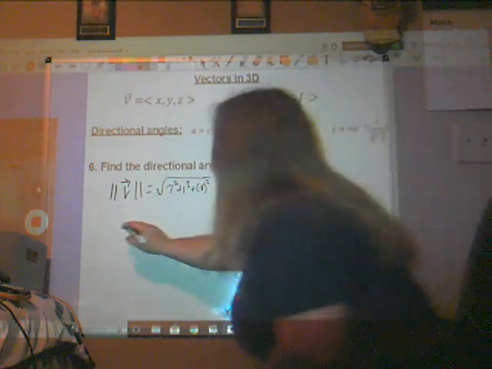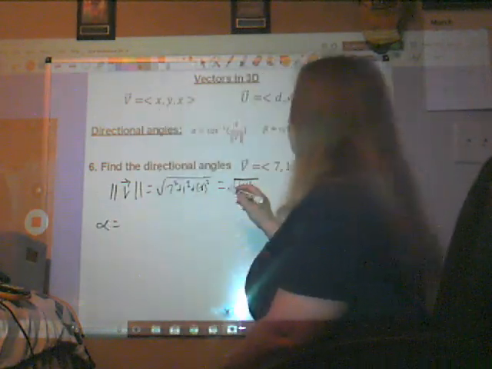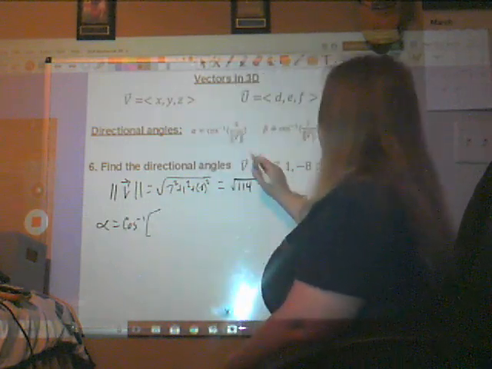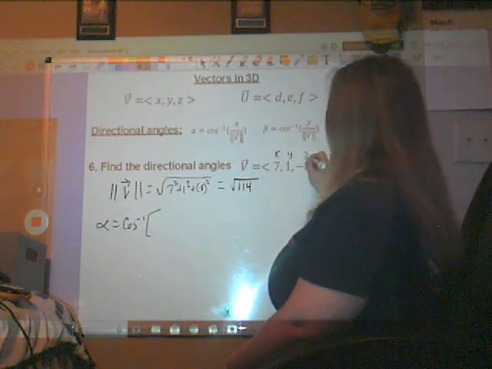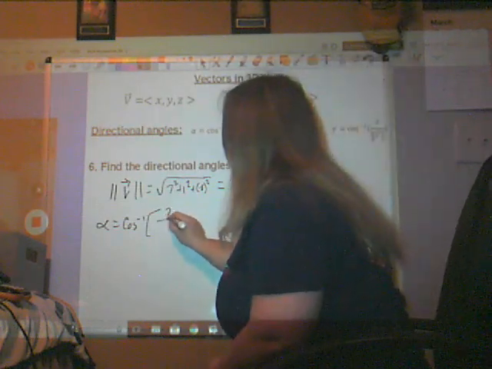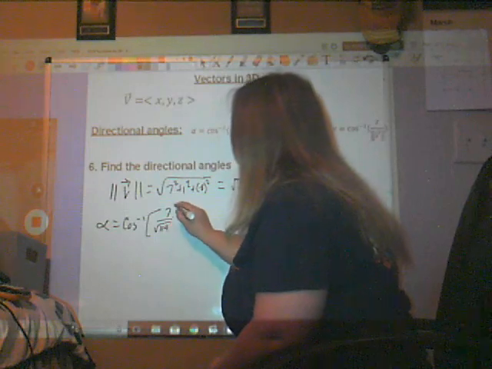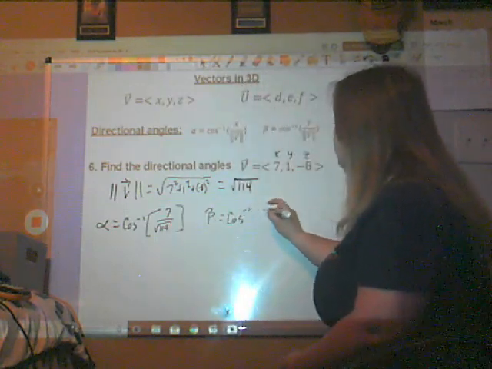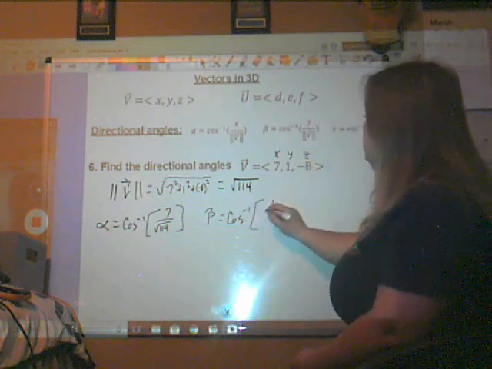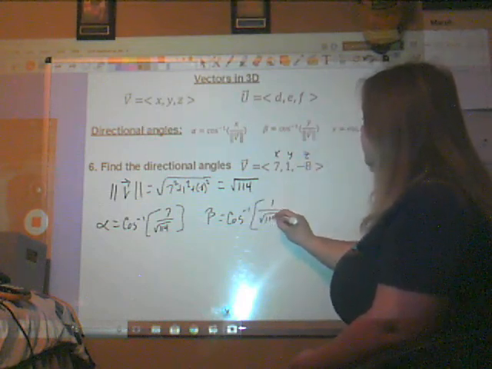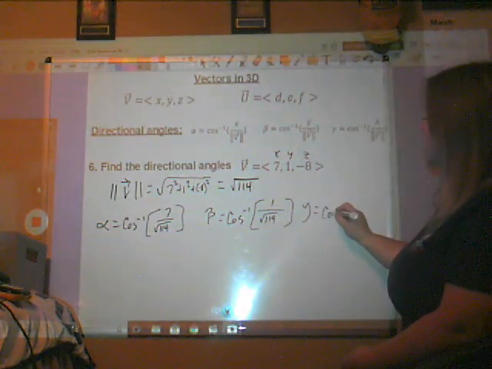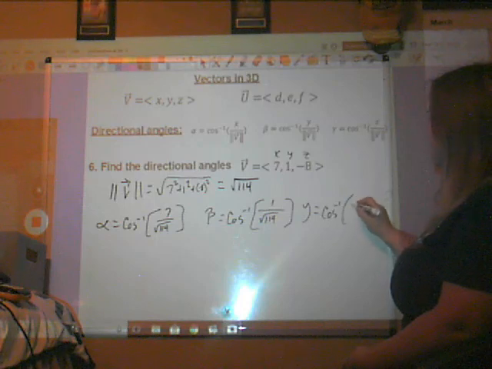So to do alpha, alpha is going to be the cosine inverse of x, which is here. So this is x, y, and z. X is 7 over the square root of 114. Then beta is going to be the cosine inverse of your y, which is 1 over the square root of 114. And gamma is going to be the cosine inverse of -8 over the square root of 114.